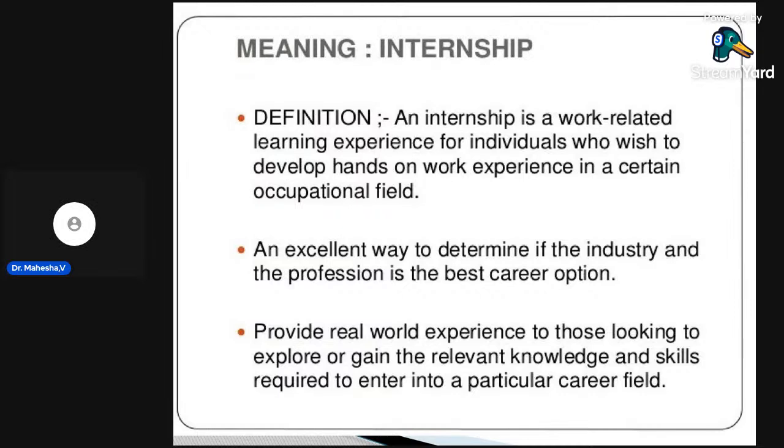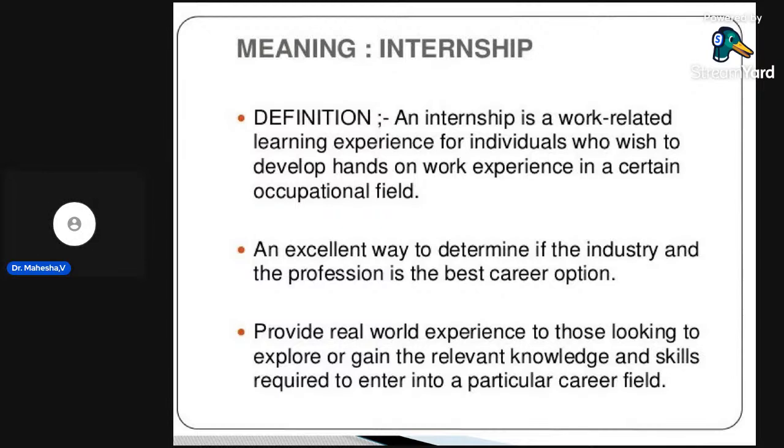Internship is another off-the-job training method. An internship is a work-related learning experience for individuals who wish to develop hands-on work experience in a certain occupational field. In order to get hands-on experience and expertise, they go for an internship. An excellent way to determine if the industry and the profession is the best career option. Internship is the best method to determine if the industry and the profession is the best career option for them. Then they can make use of this.